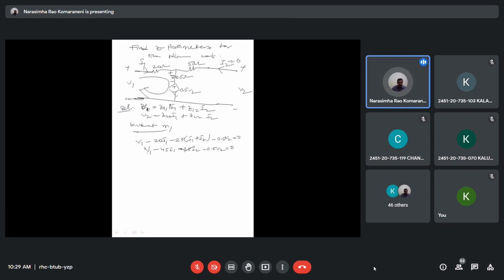Now if you divide this total equation with I1, V1 by I1 is nothing but the Z11, minus 45 minus 0.5 V2 by I1 equal to 0. This is one equation.